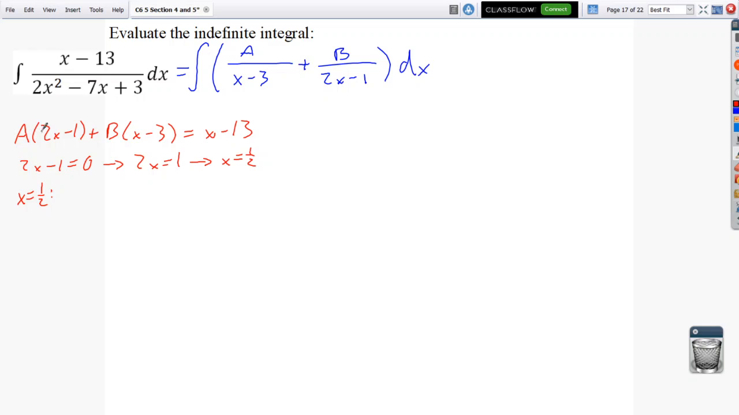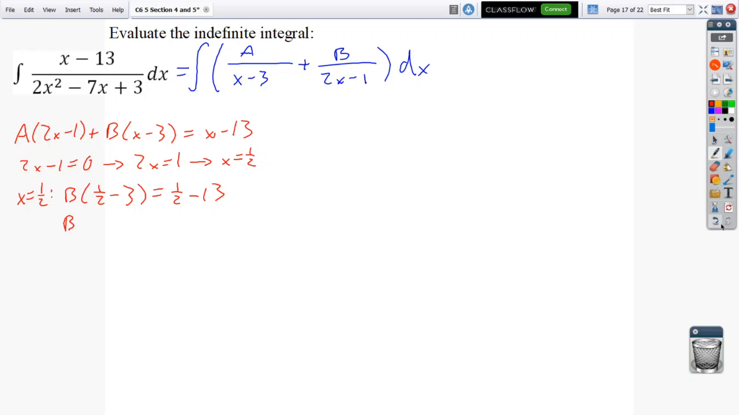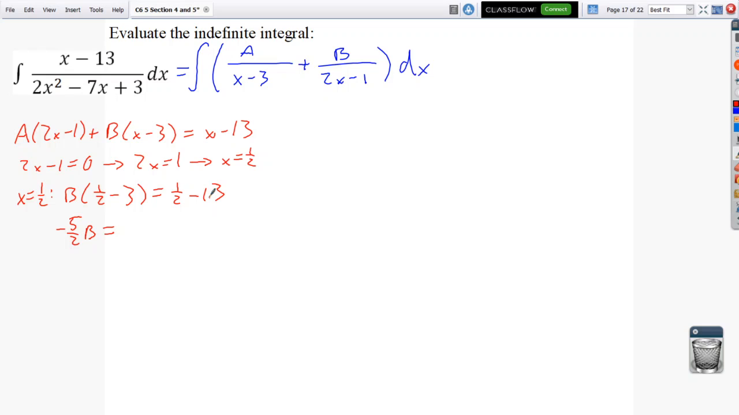When we plug in x equals 1/2, that allows me to cover this up. You can't see it, but I'm putting my hand right over top of it. I have B times 1/2 minus 3 is equal to 1/2 minus 13. 1/2 minus 6/2 is negative 5/2. 1/2 minus 26/2 is negative 25/2. It looks like multiplying by 2 divided by 5, I've got my B is equal to 5.